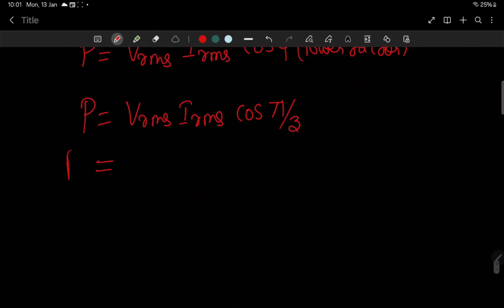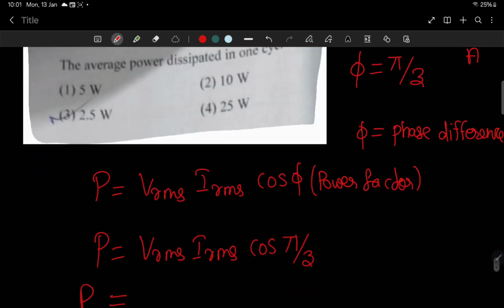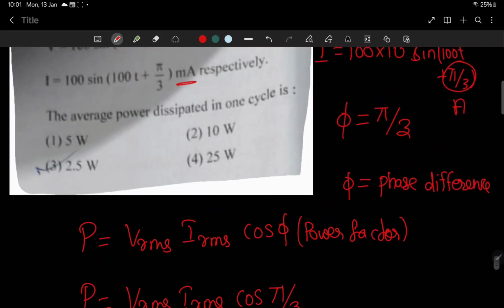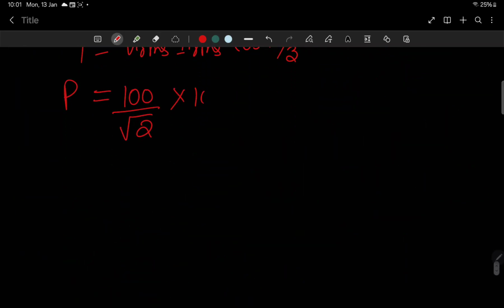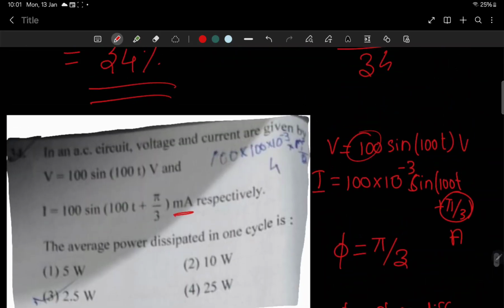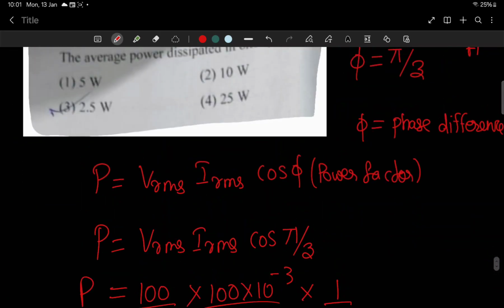You know that what is Vrms? What is the maximum value? 100. You know that Vrms is 100 by root 2. For I it is 100 into 10 raised to minus 3 by root 2, into cos pi by 3, that is 1 by 2. So here it will become 10 by 4. This is equal to 2.5 watt. This was a simple question from alternating current chapter. 2.5 watt. That is option C.